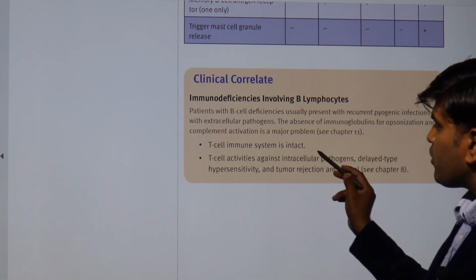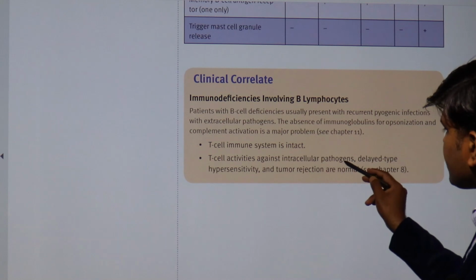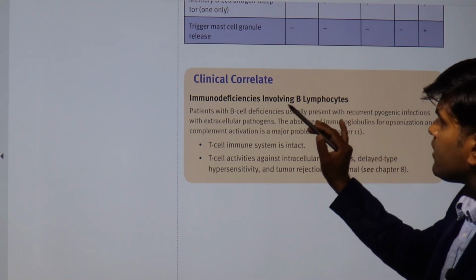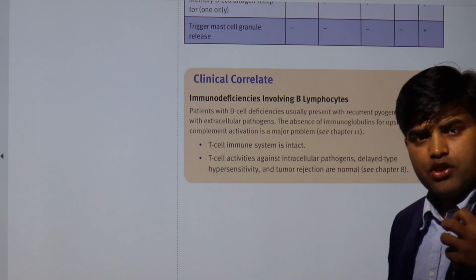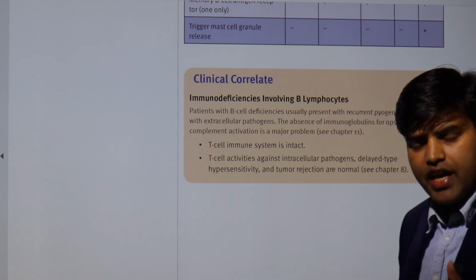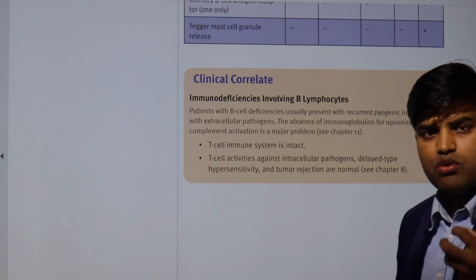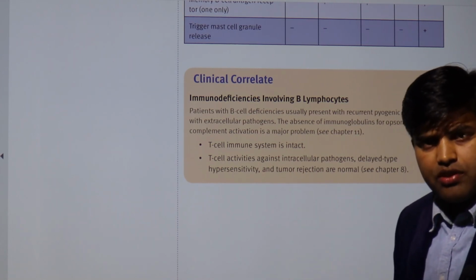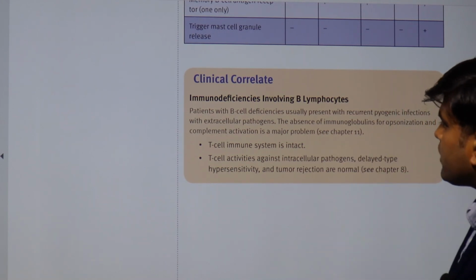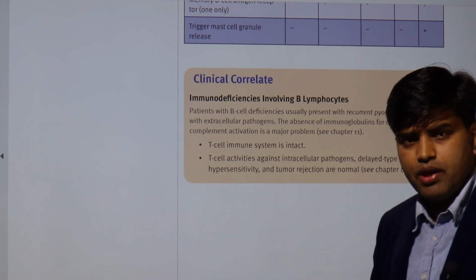So the T cell system will be intact. T cell activity against intracellular pathogens, delayed hypersensitivity and tumor rejection are normal, but extracellular pathogens are dealt with by the TH2 arm, or say the B cell, by secreting antibody. If the B cell is deficient or abnormal, then antibodies will not be secreted and extracellular pathogens will not be killed, and the patient will suffer disease from these extracellular pathogens.